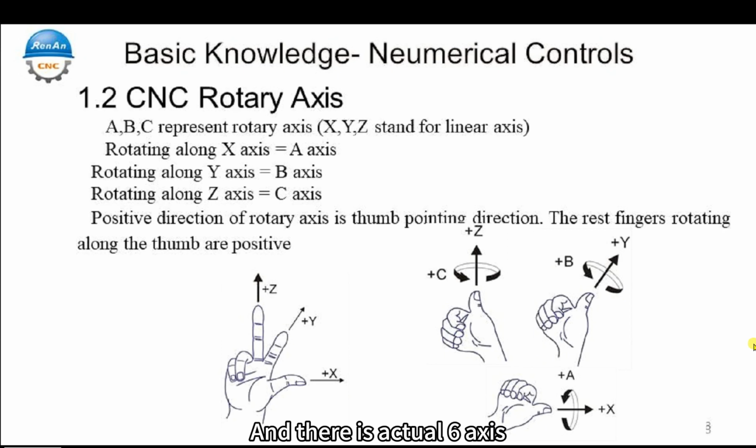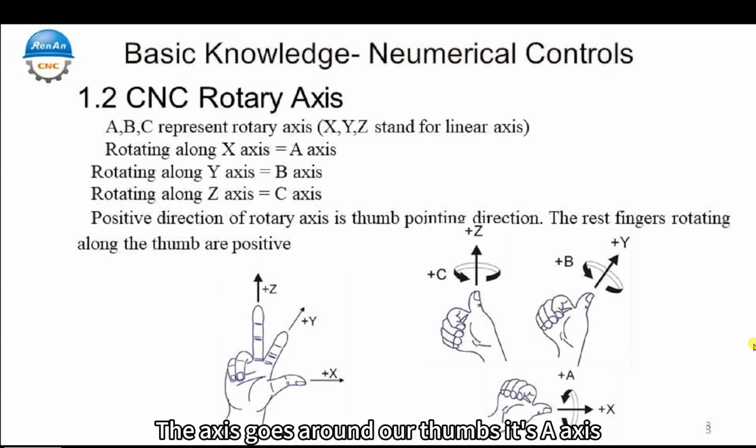And there are actually 6 axes. The axis that goes around the x-axis, your thumb, is the a-axis. The axis that goes around the y-axis is the b-axis. The axis that goes around the z-axis is the c-axis.